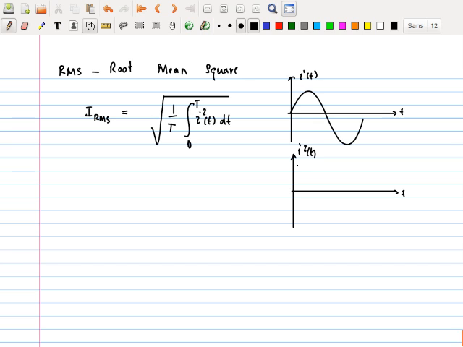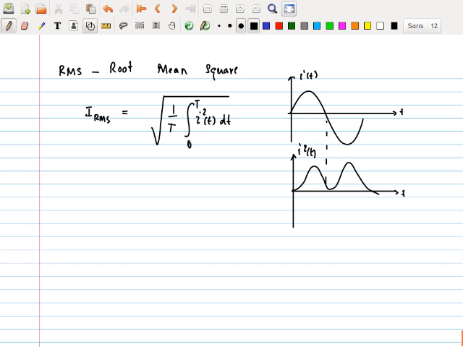Okay, I got two people. Yes, it's correct. With I squared, what happens? Anything negative becomes positive. So your diagram will look like this. Right? So now you have taken two of them, brought it up, and this integral means what?